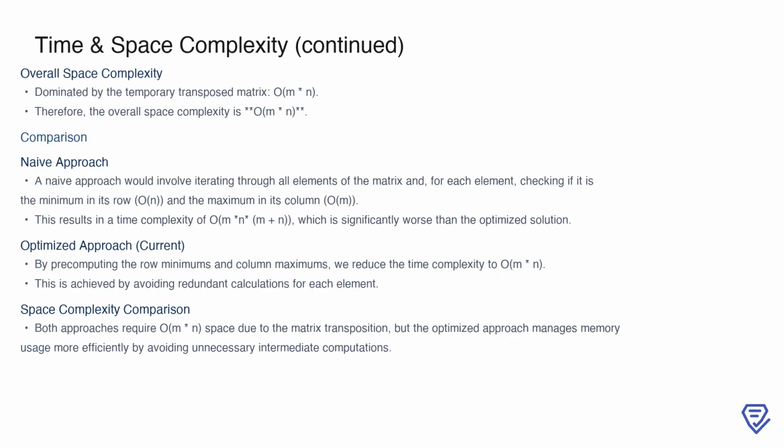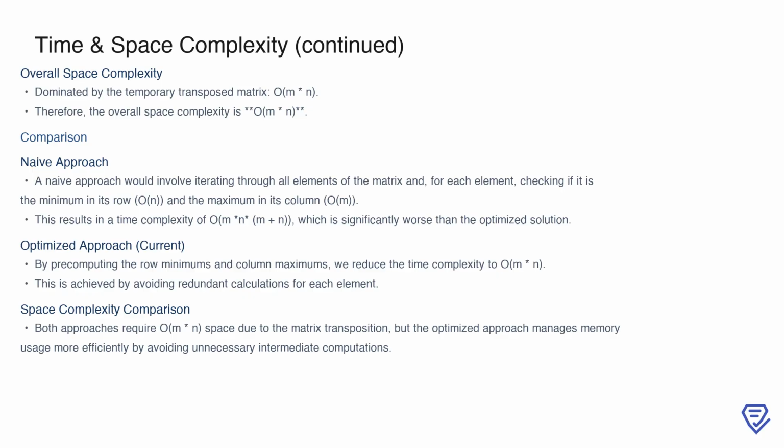Comparing this optimized approach to a naive method highlights its efficiency. In the naive approach, we would iterate through every element of the matrix, and for each element, check if it is the minimum in its row and the maximum in its column. This involves n time for the row check and m time for the column check, resulting in a time complexity of m*n*(m+n), which is much worse than the optimized solution. The optimized approach achieves m*n time complexity by precomputing the row minimums and column maximums, avoiding redundant calculations.